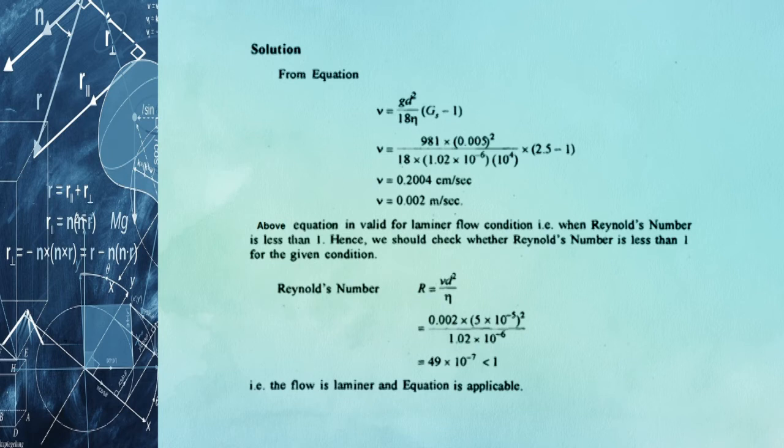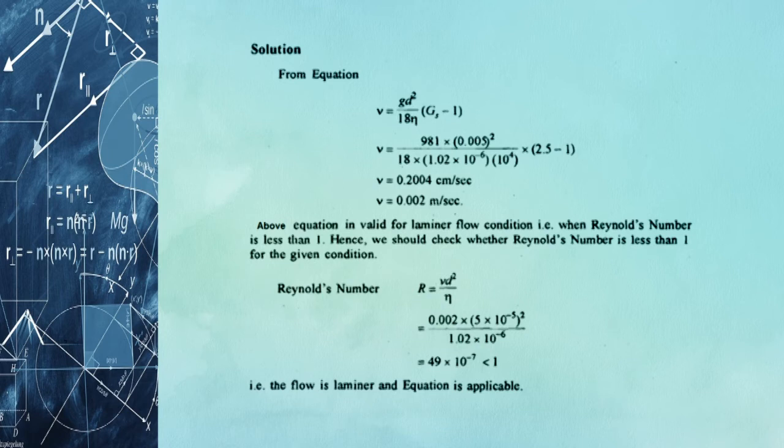So the above equation is valid for the laminar flow condition when Reynolds number is less than 1. Hence we should check whether Reynolds number is less than 1 for the given condition. So Re is equal to V d square divided by nu.